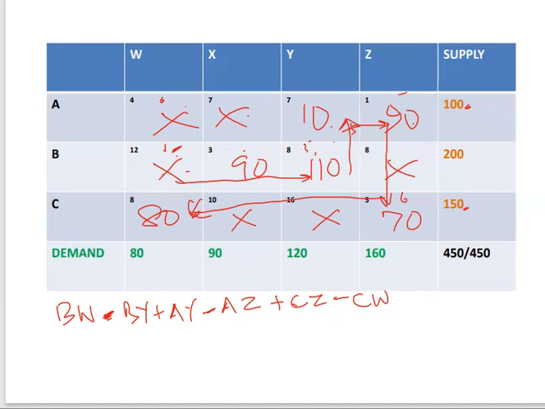That would be 12 minus 8 plus 7 minus 1 plus 5 minus 8. What would that give us? 12 minus 8 gives 4. 4 plus 7, 11. 11 minus 1, 10. 10 plus 5, 15. 15 minus 8, that is 7.